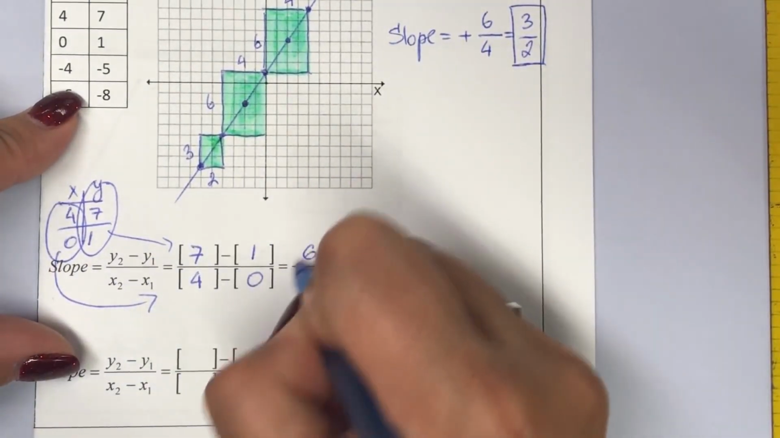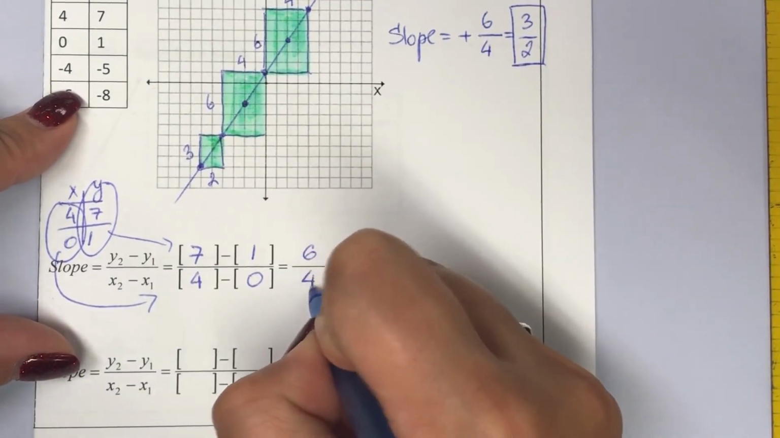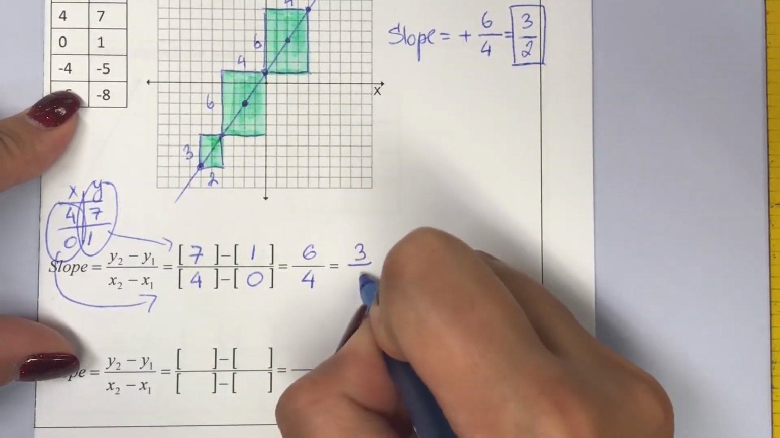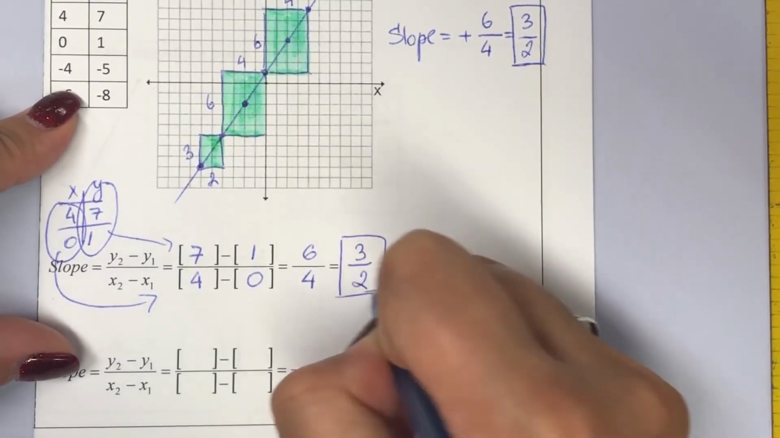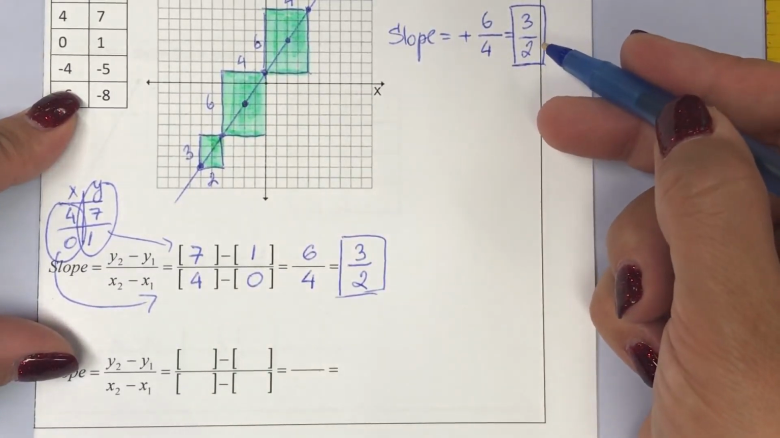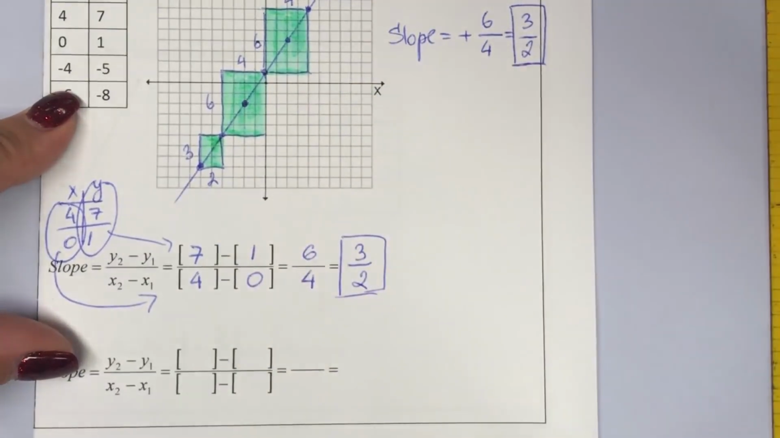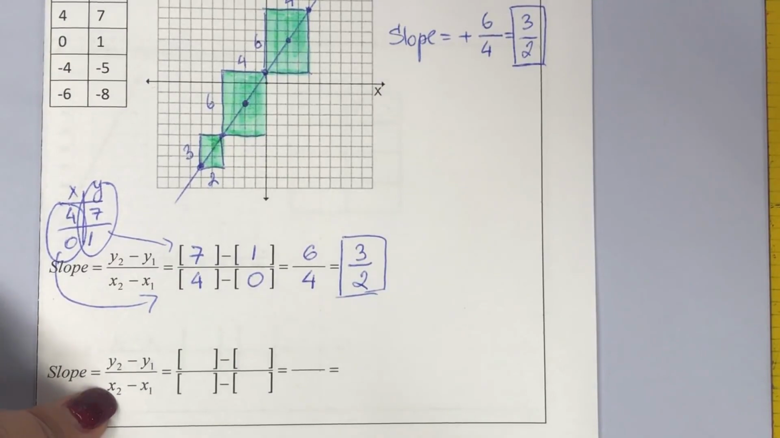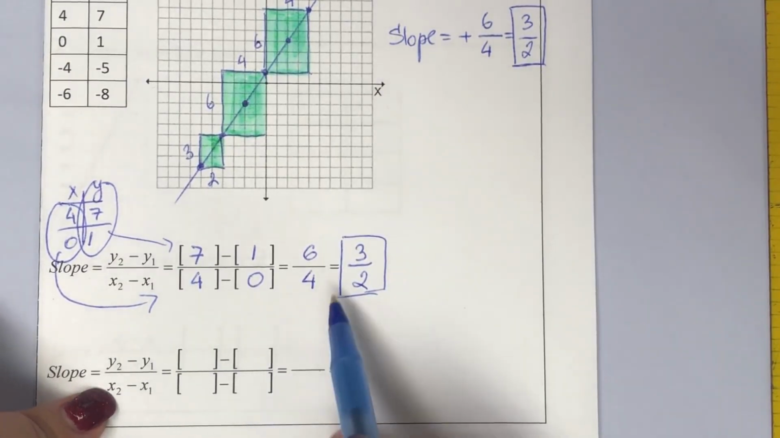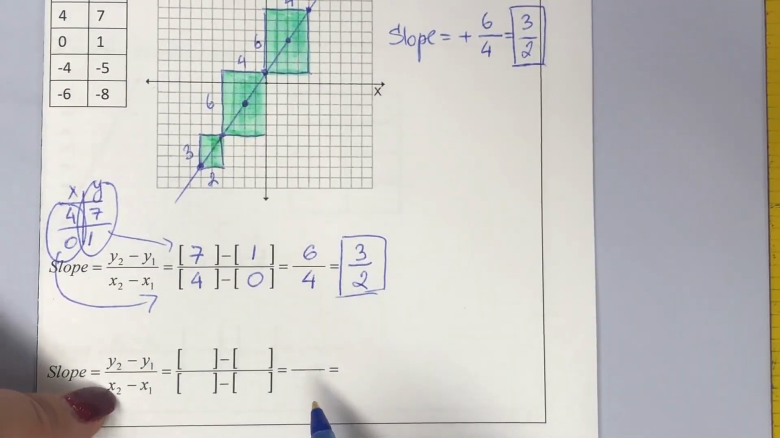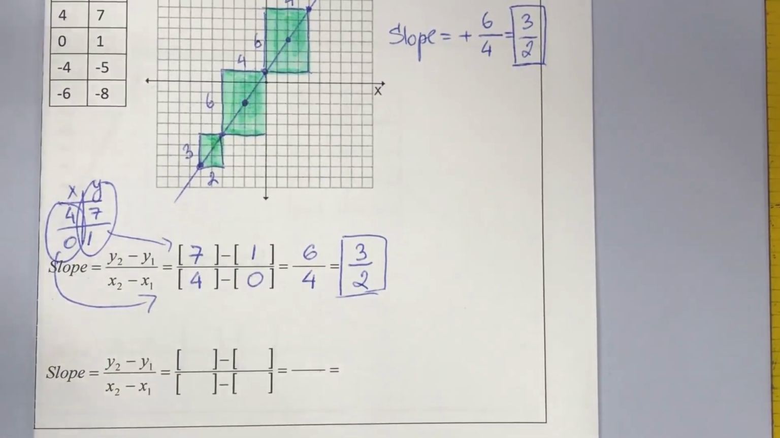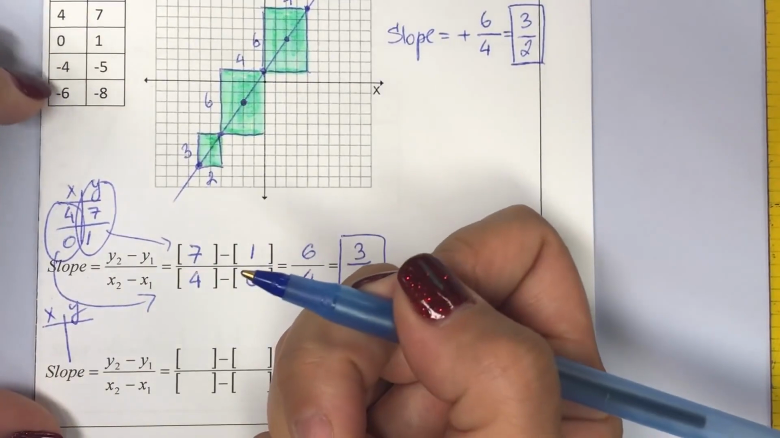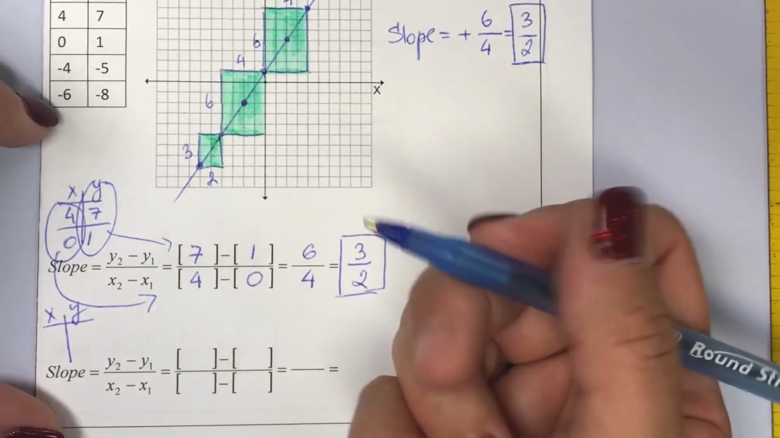7 minus 1 is 6, 4 minus 0 is 4, 6/4 is positive, and it reduces to 3 over 2, which is the same slope as we had through observations on the graph. Let's see another 2 points just to prove that the slope is going to be exactly the same throughout the line. Doesn't matter which points we pick. So let's say I'll pick the last 2 points.